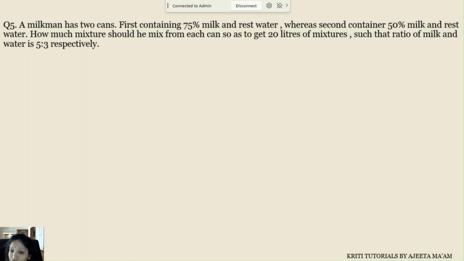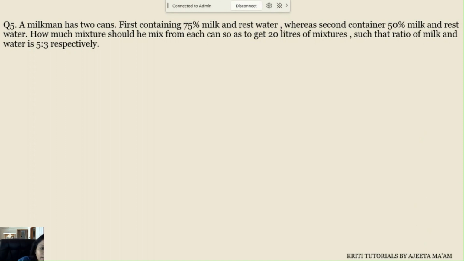Now this is a bit different. Total mixture that he needs is 20 liters. So you have to find how much should he mix from each mixture such that ratio of milk and water is 5 is to 3 respectively. Right? So milk should be 5x and water should be 3x. Now first let us find the ratio in which they should be mixed. After that we will check for 20 liters of mixture.